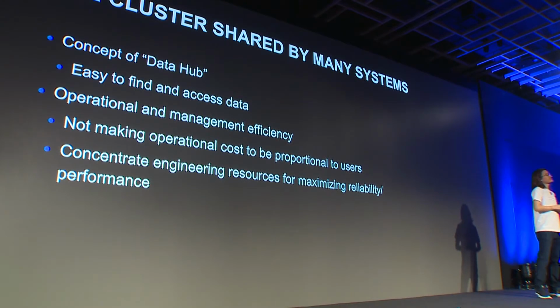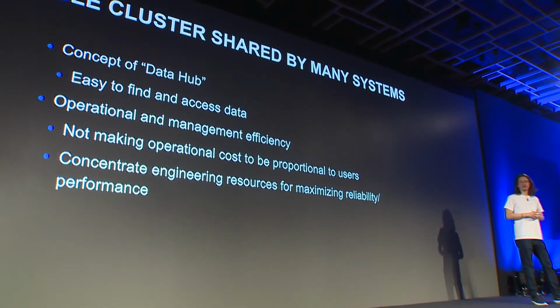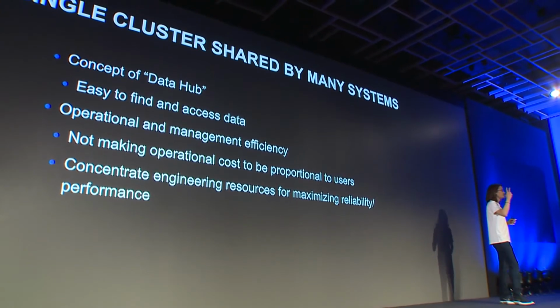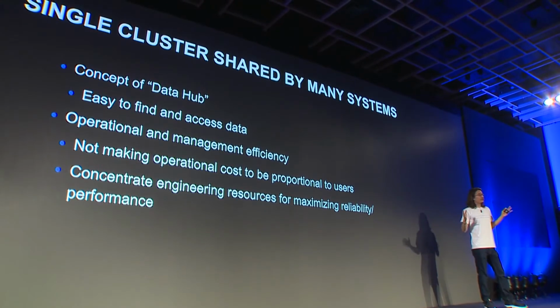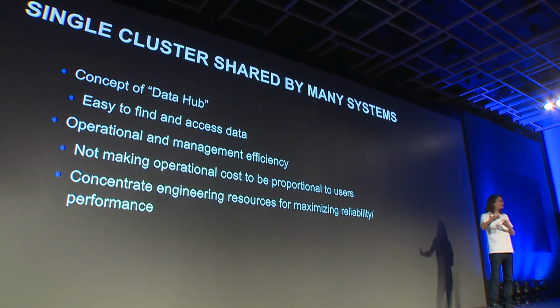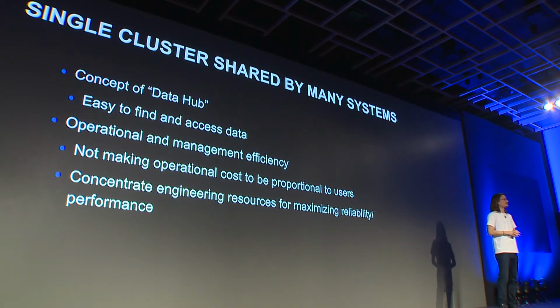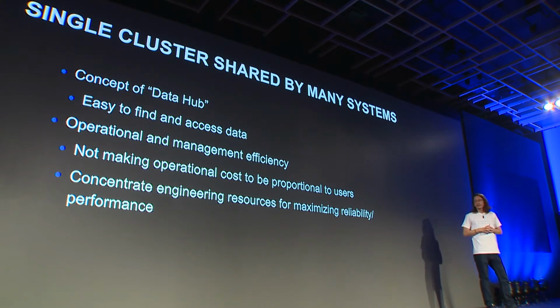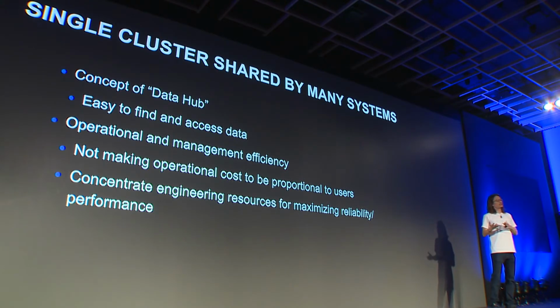What is important is that one large Kafka cluster has to be shared by multiple services and systems. And there are two reasons for this. One is the concept of data hub. Intentionally, we want to centralize large data on one cluster so that services that can use the data can discover the data easily, and in a unified way, they can access the data so that the architecture can be kept simple. Another reason is that we can make the operation more efficient.